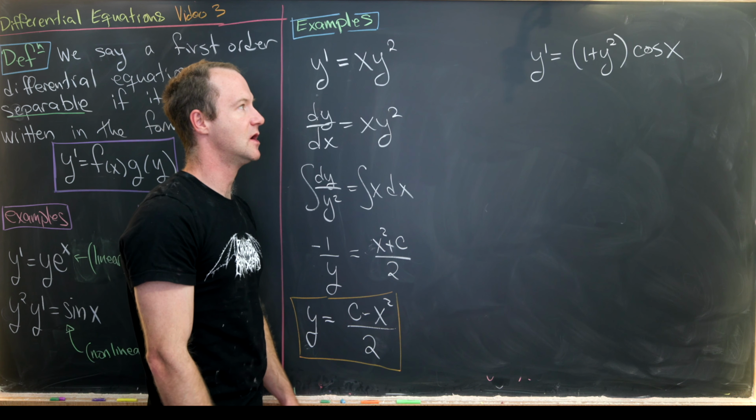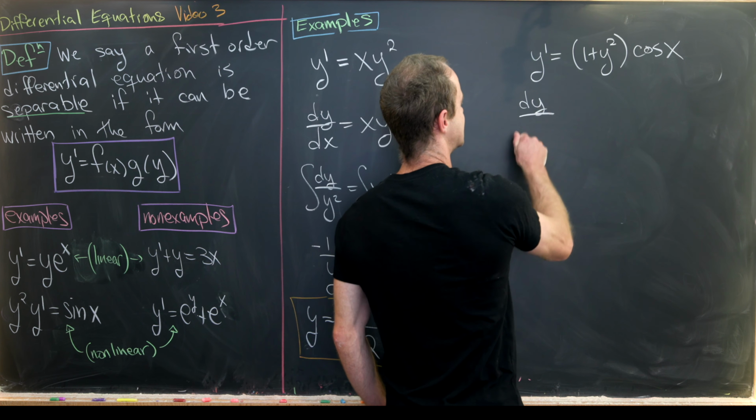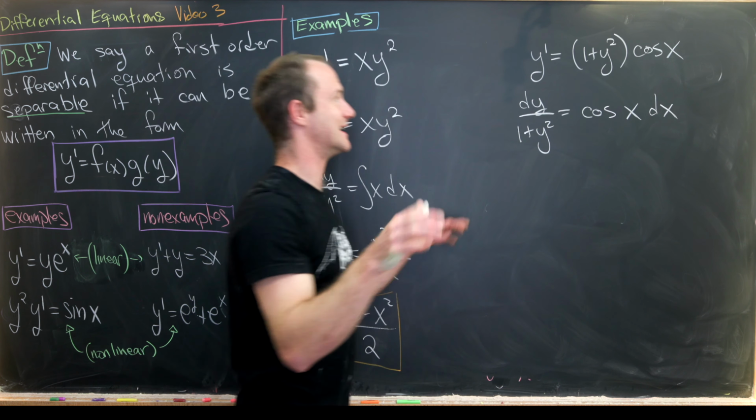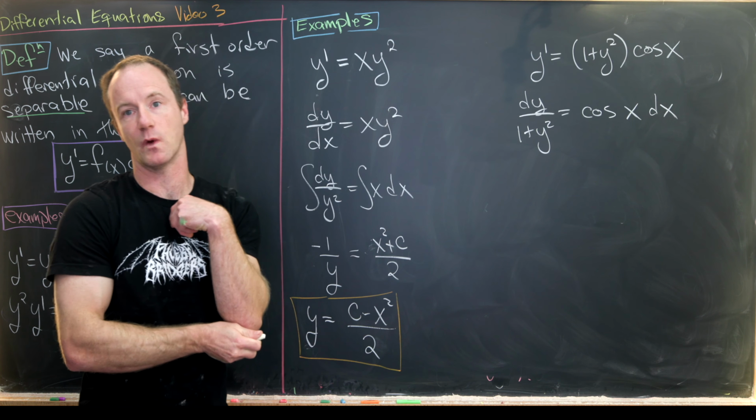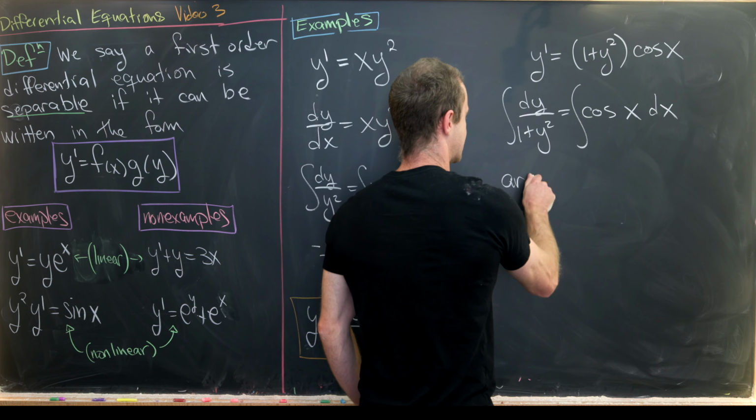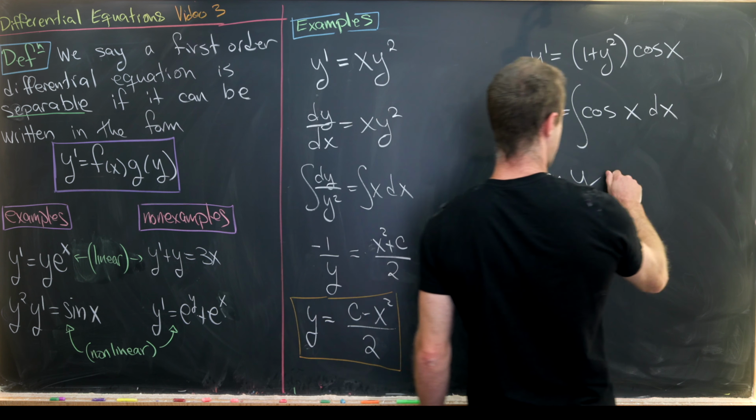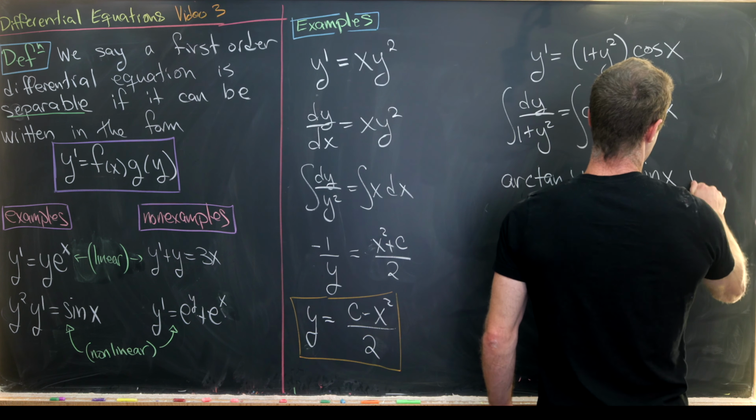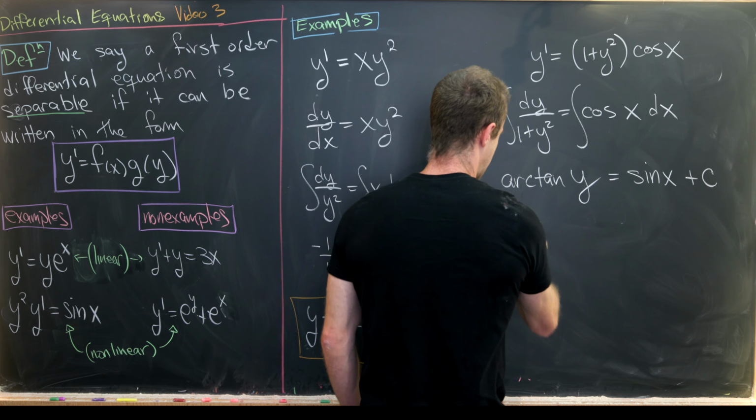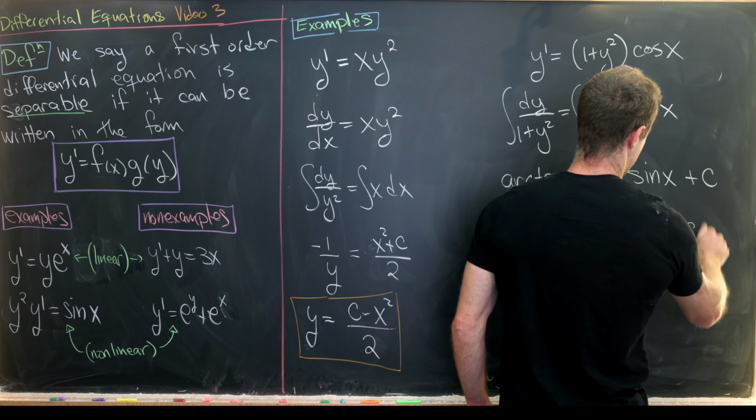Now let's look at the second one. We have y prime equals 1 plus y squared times cosine of x. So that's going to give us dy over 1 plus y squared equals cosine of x dx. I kind of skipped a step, but the only step that I skipped is writing y prime as dy by dx. Now we'll take the antiderivative of both sides. So that's going to give us the arctan of y on the left-hand side, and then on the right-hand side, the sine of x plus some constant. And now we can take the tangent of both sides, and that'll give us y equals the tangent of the sine of x plus a constant.